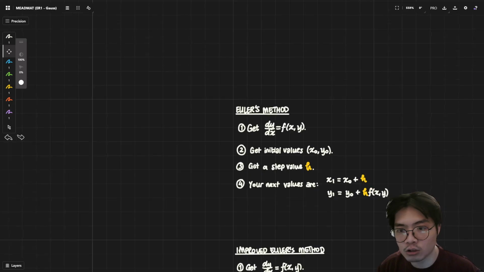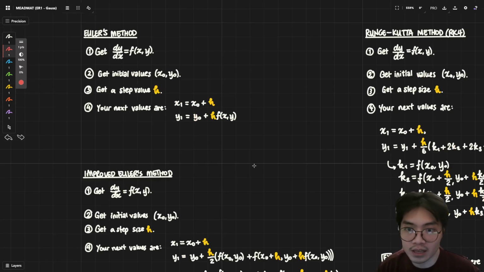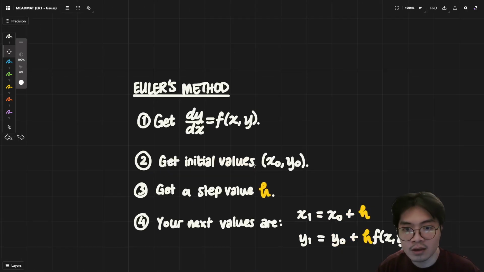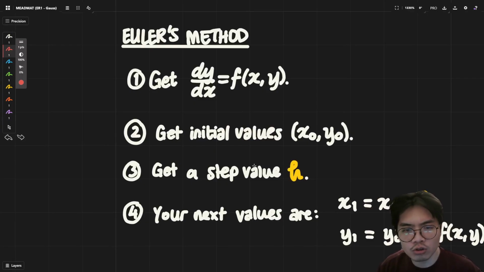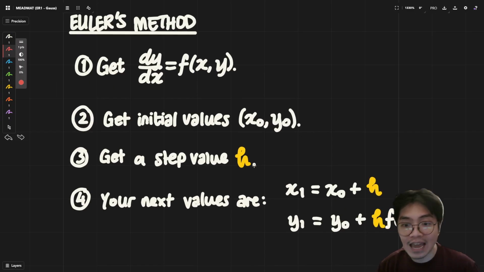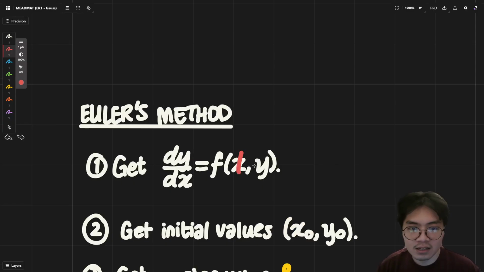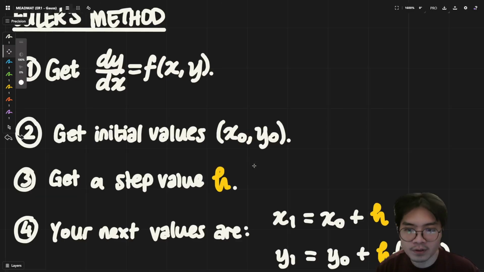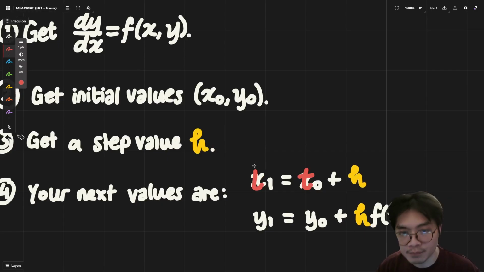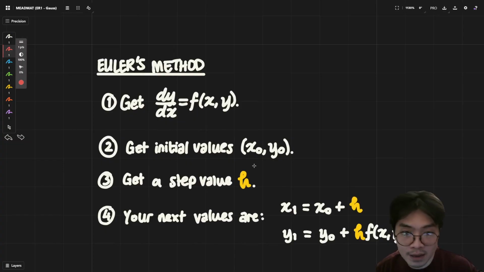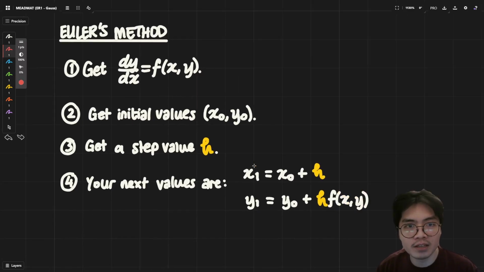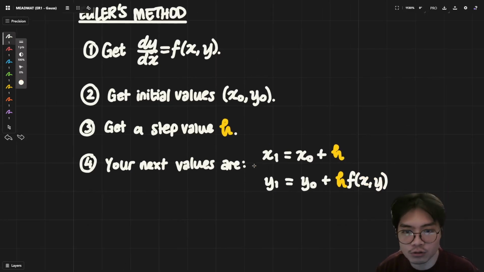And then you're going to get your initial values. The thing is, you cannot use numerical methods to solve for general solutions, right? That is a completely different beast. What you're going to do is get what we call a step value called h. Usually this x variable here is time, and so this is what we call a time step, a small step in the direction of the independent variable, usually time, right? And then you will immediately have your next iteration. Your next values are going to be this.